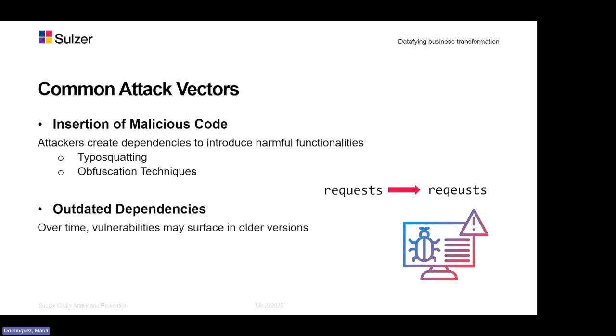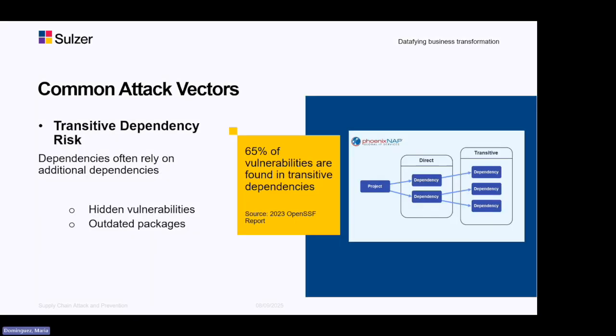Related to outdated dependencies, we also have transitive dependency risks. As we can see in this image, sometimes we are using dependencies in our project that depend on additional dependencies, that rely on additional dependencies. So maybe our project is up to date, and the dependencies we want to use too, but if those dependencies are using some older versions, then there could be hidden vulnerabilities that we don't know about.